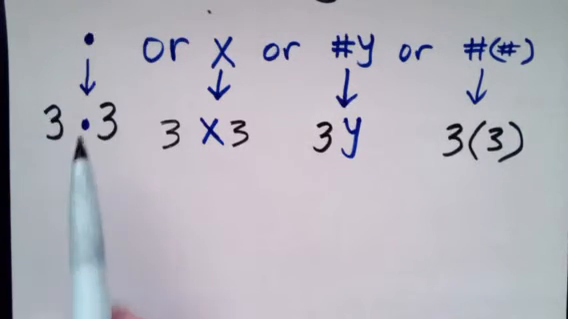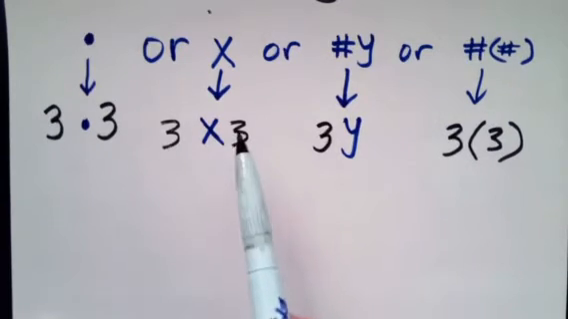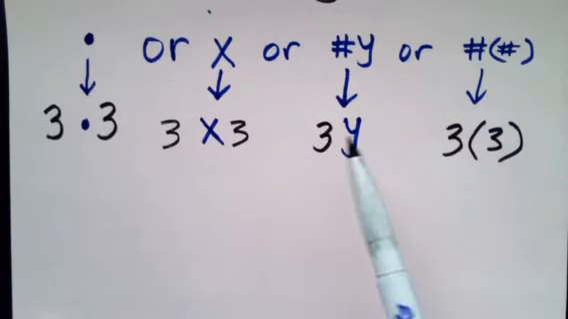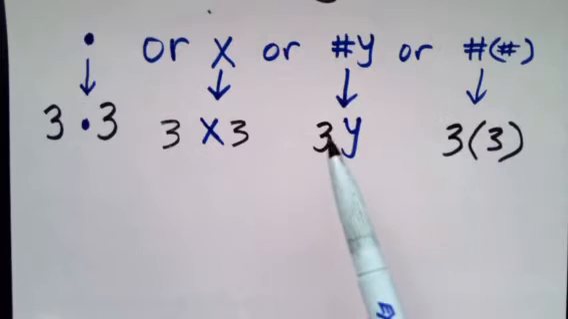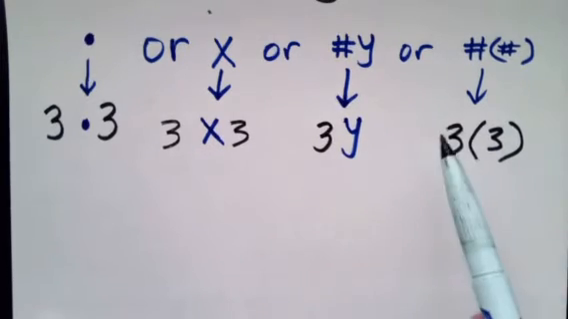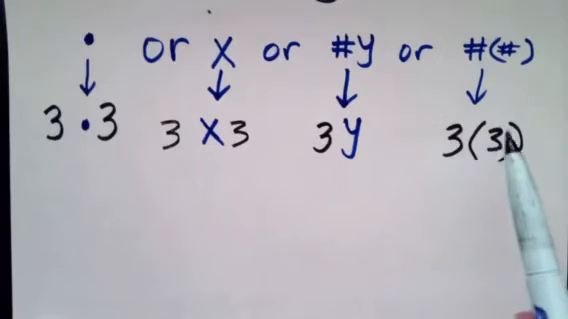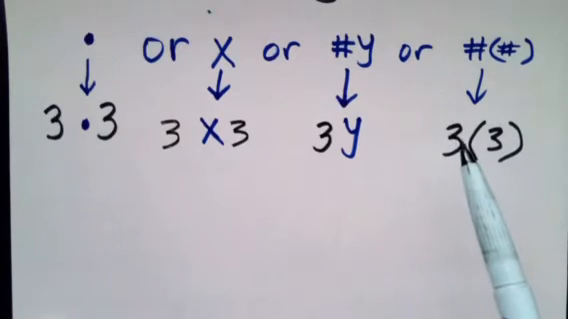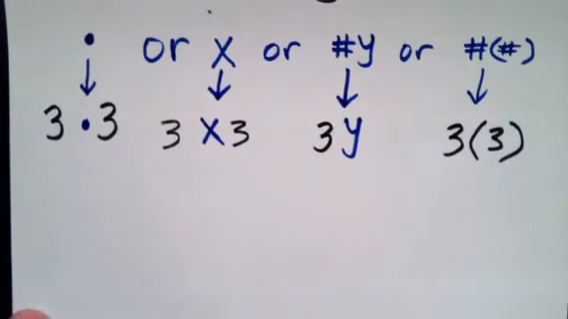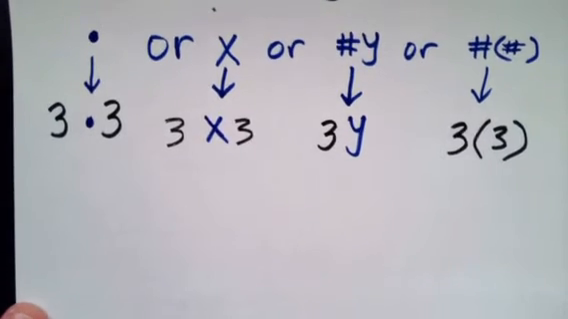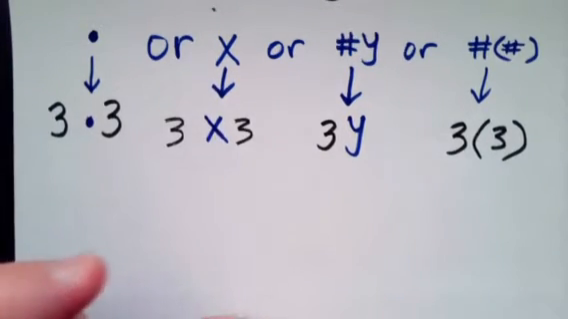So a dot between two terms is multiplying. Of course, an X between two terms is multiplying. 3 right next to a letter or a variable means to multiply. And then you have the number inside the parentheses with the number right outside the parentheses. This also indicates to multiply. Now I'd like to use some examples below to show you in each of these what you would do with a specific variable using these symbols.